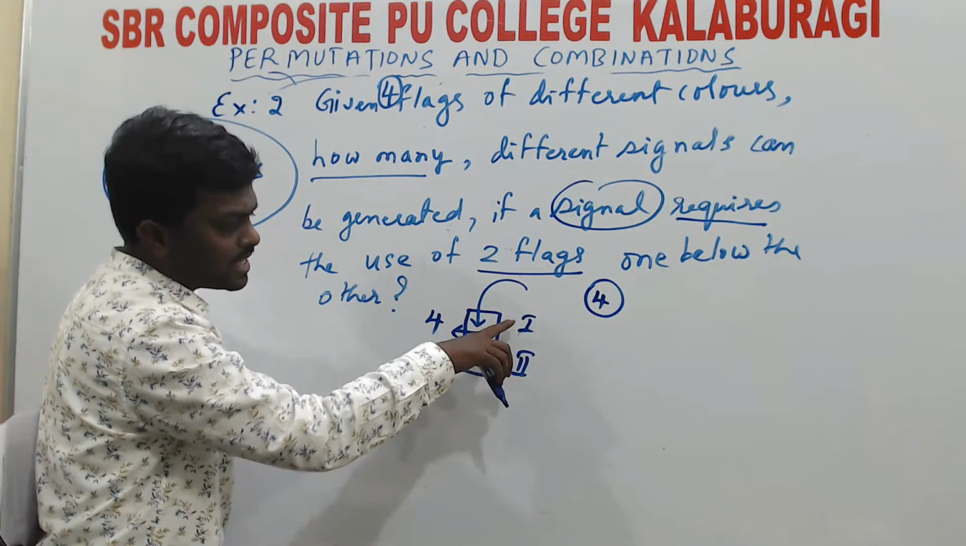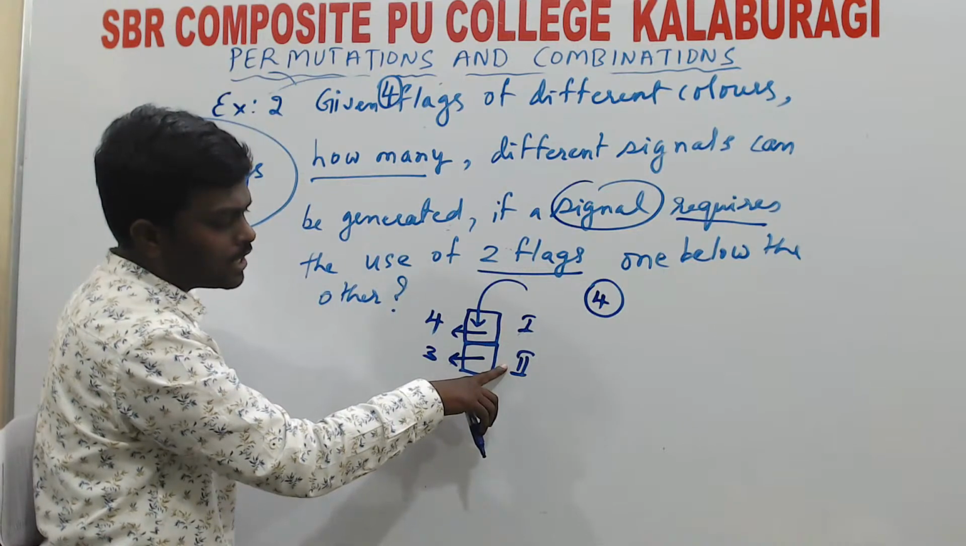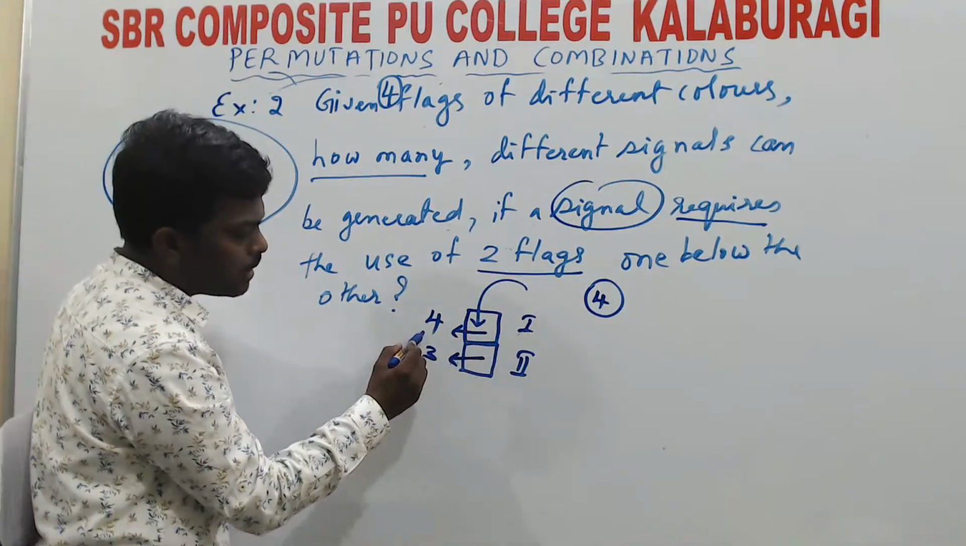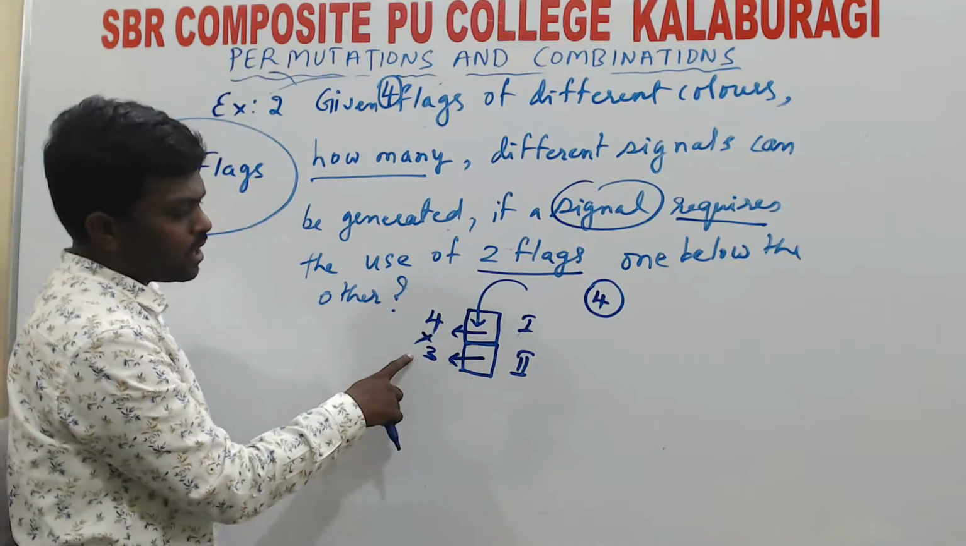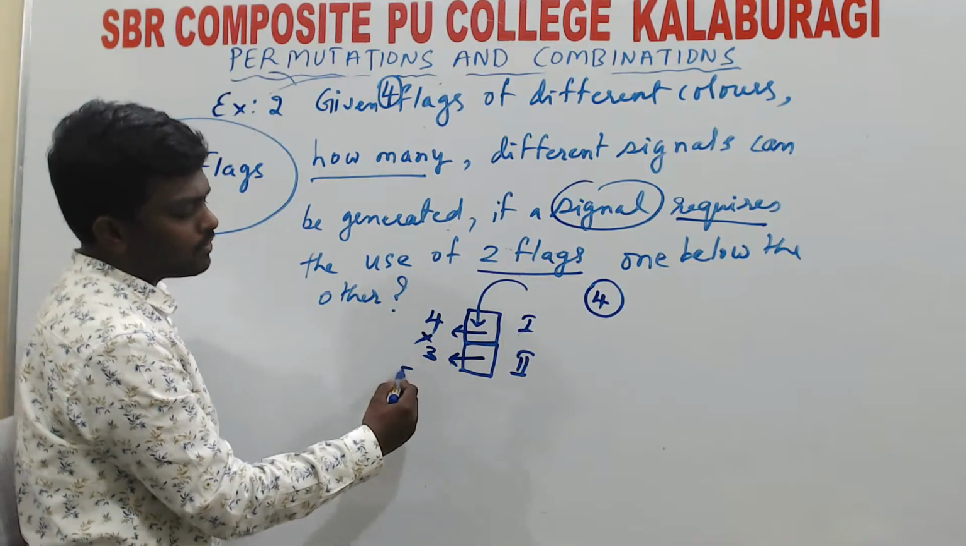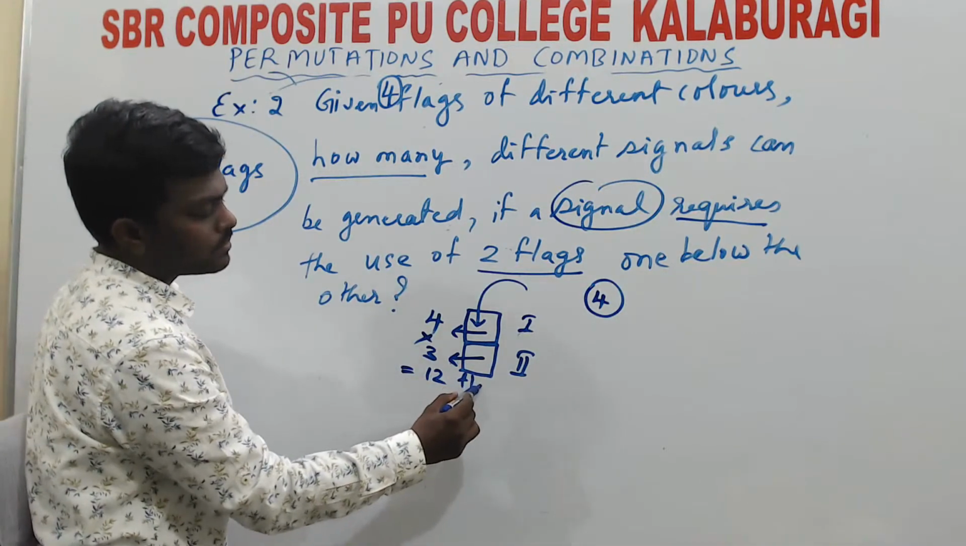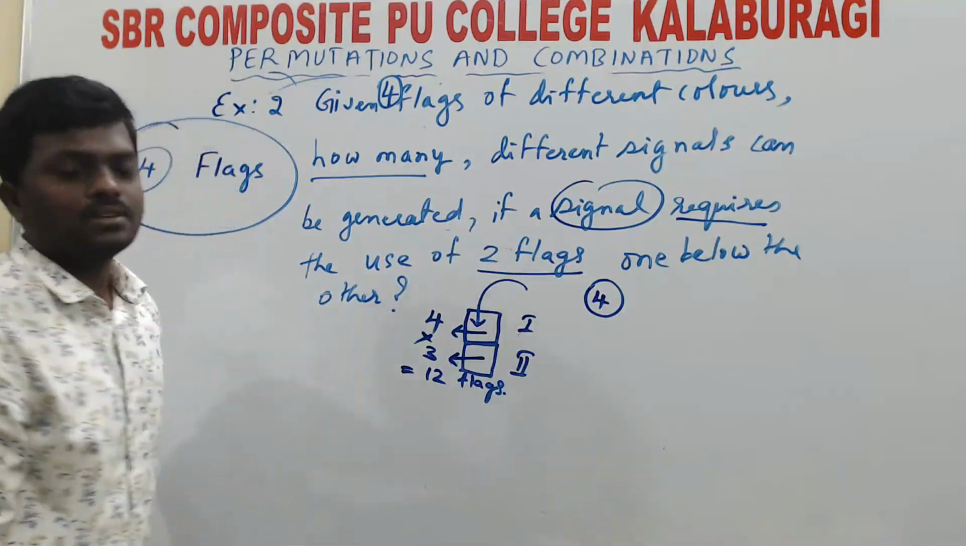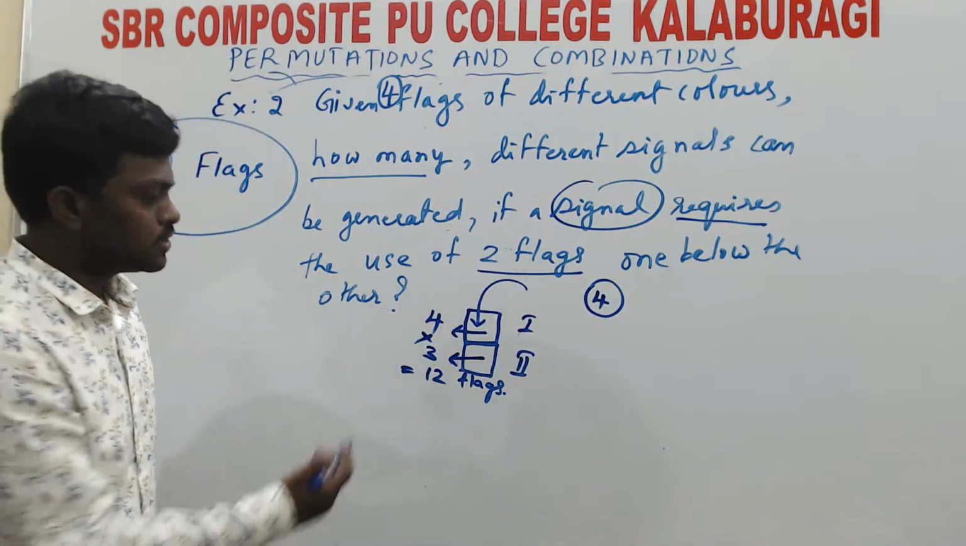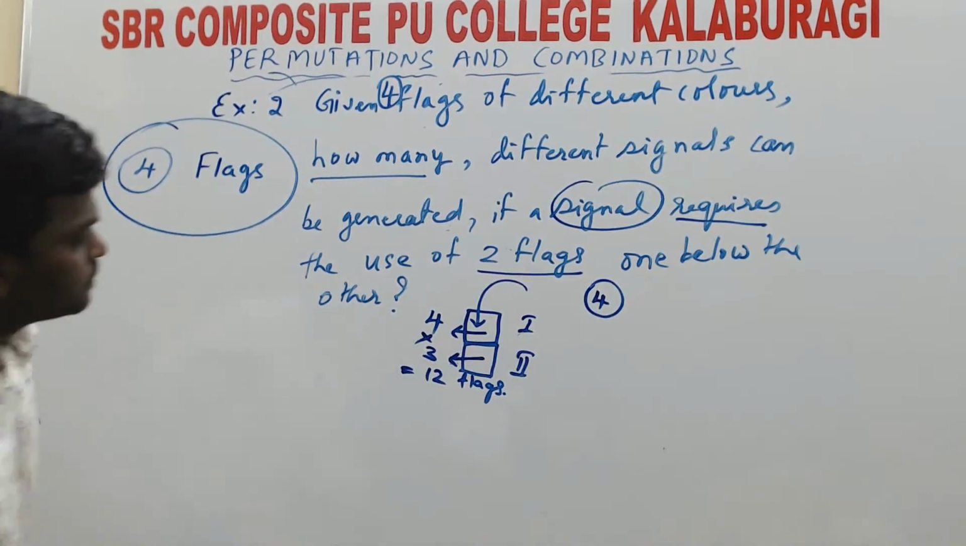So here the first flag is dependent upon the second, right? So these two depend upon each other. So how many will be our total number of ways we can solve this problem? 12 signal flags. Okay, so now let's write down the solution.